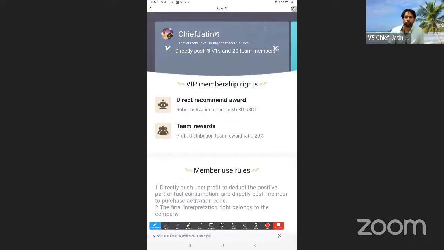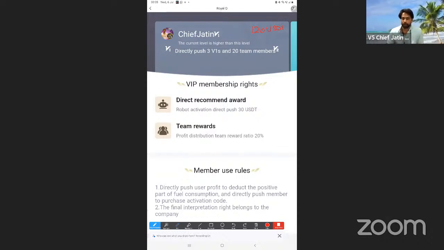So it depends on the ranking system. Royal Q has 6 ranks: V1, V2, V3, V4, V5, V6. There's no condition to become a V1. As soon as you pay this 120 USDT, you become a V1.